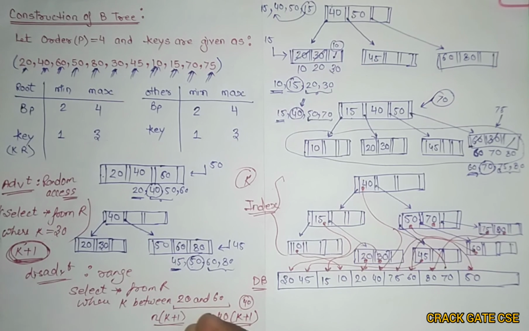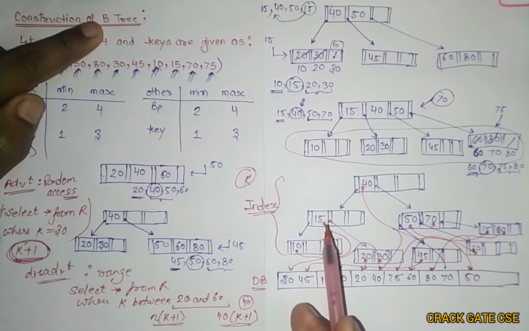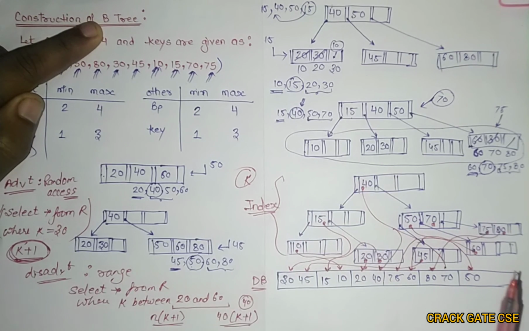So here you can see that this is the main disadvantage. It is not working well with respect to a particular range. So this disadvantage has been overcome or solved by using the B plus tree. So what is the difference between B tree and B plus tree? We'll be seeing in the next video.